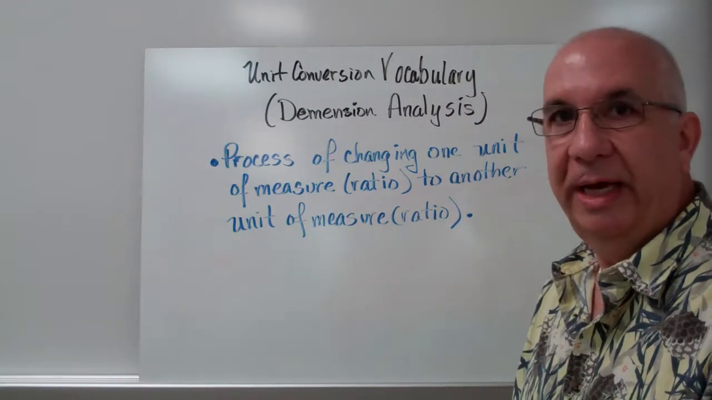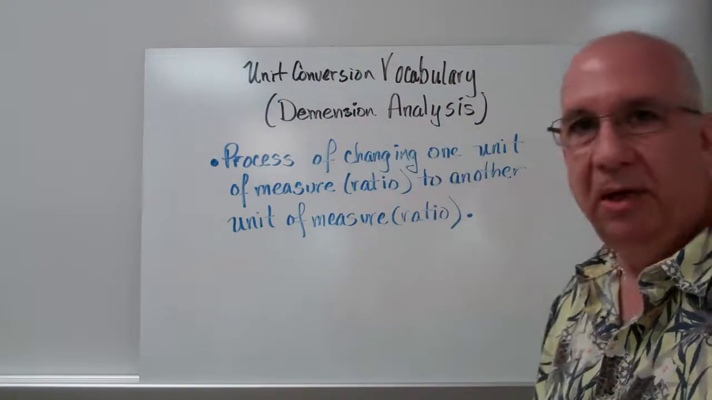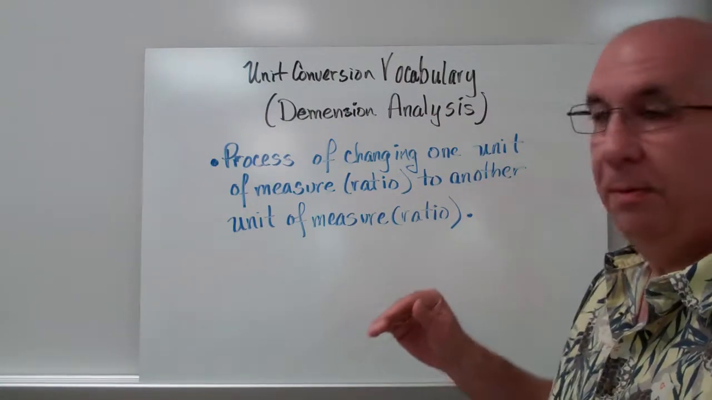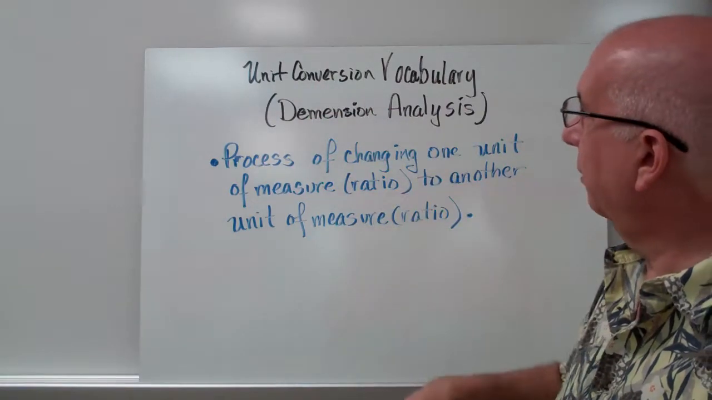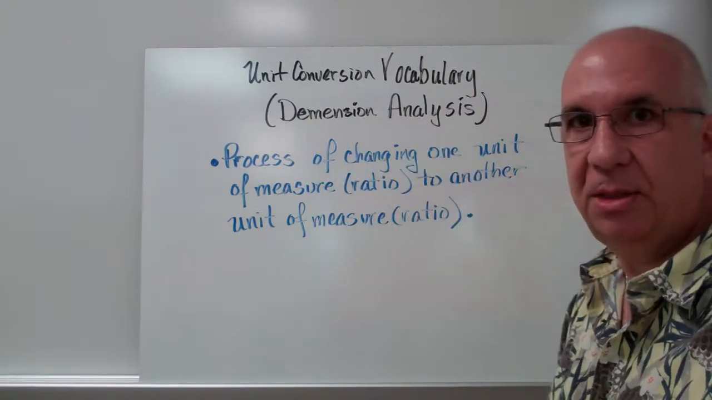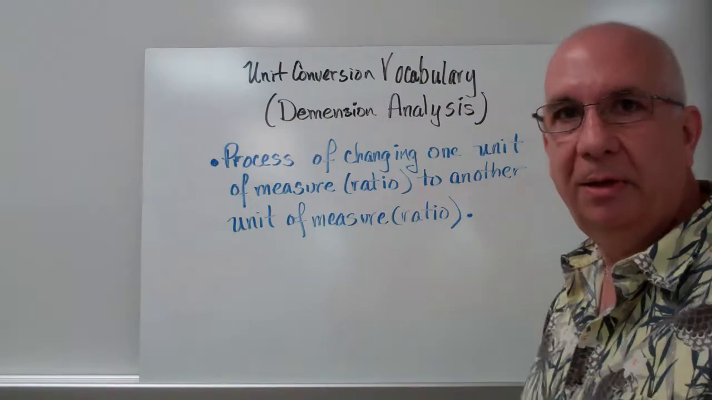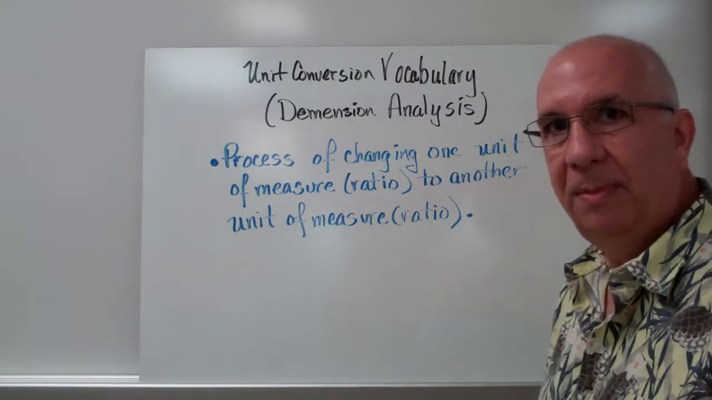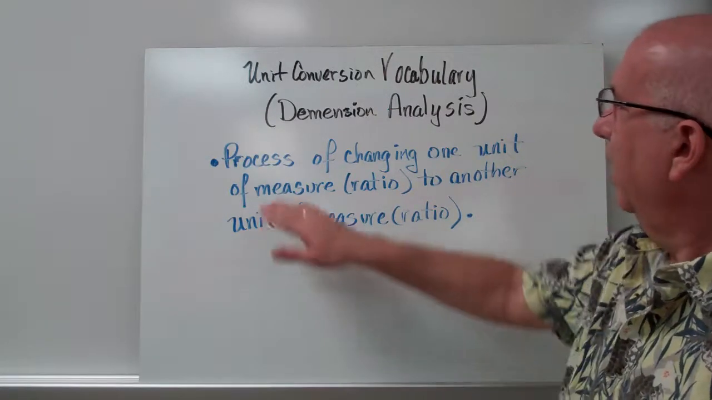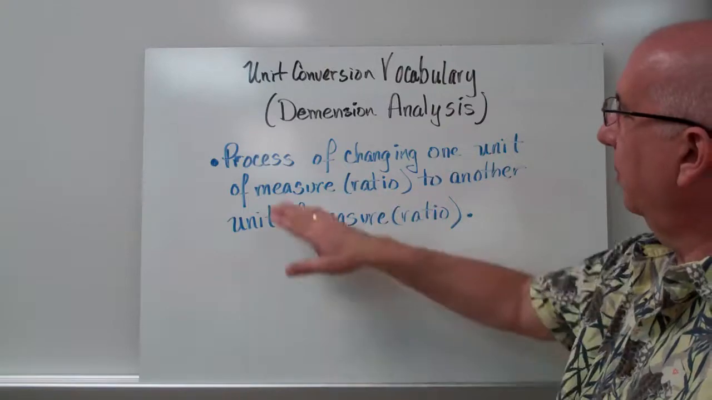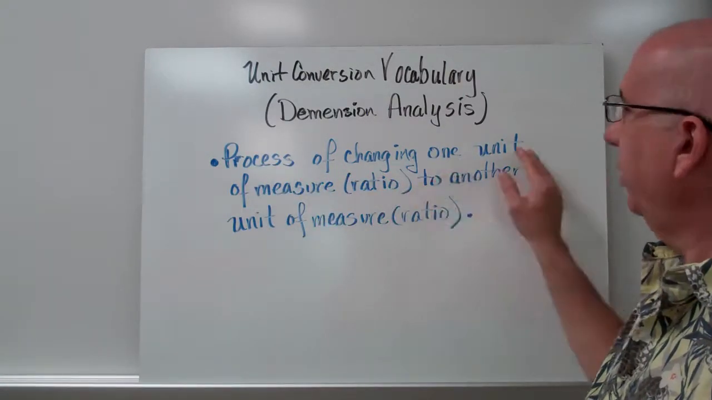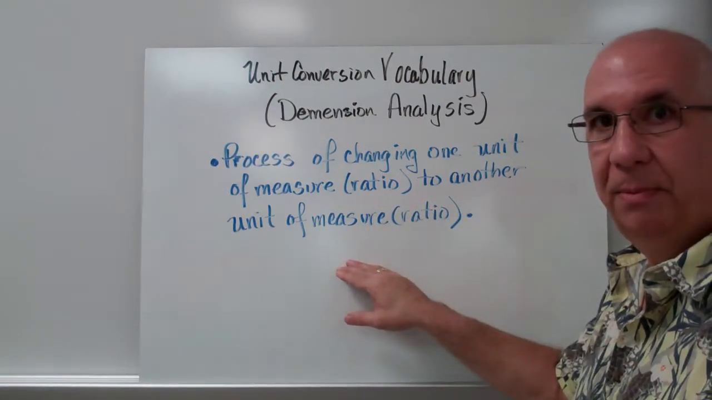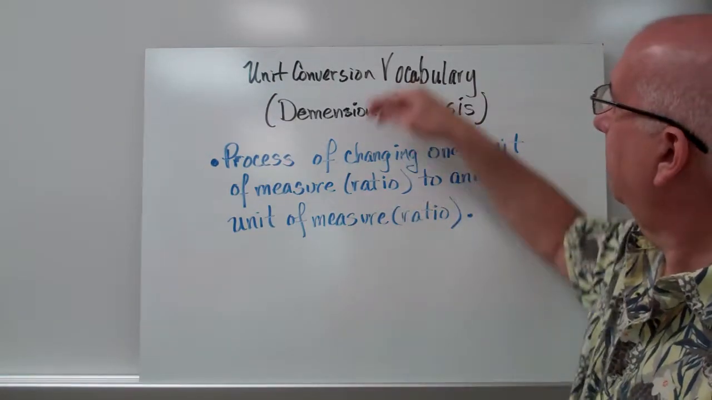Welcome. Our lesson today is about unit conversion vocabulary. Another term that you might hear or see instead of unit conversion is dimensional analysis. You've done unit conversion and dimensional analysis for two or three years, not only in math but also in science. Dimensional analysis or unit conversion is the process of changing one unit of measure, that's a ratio, into another unit of measure, a different ratio.